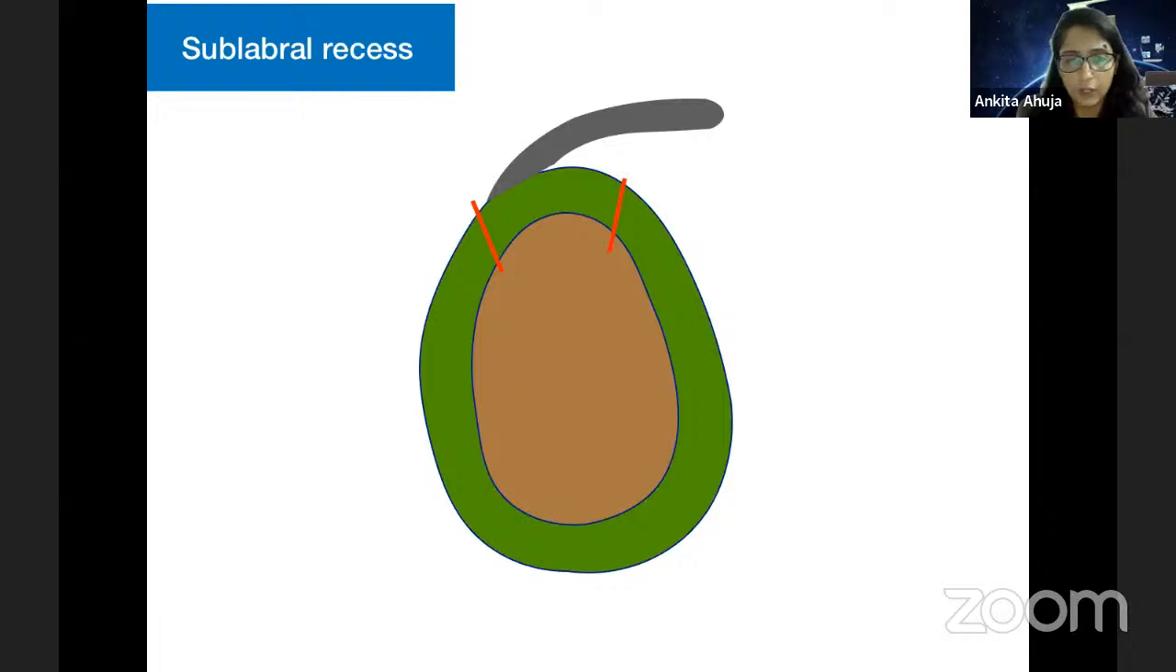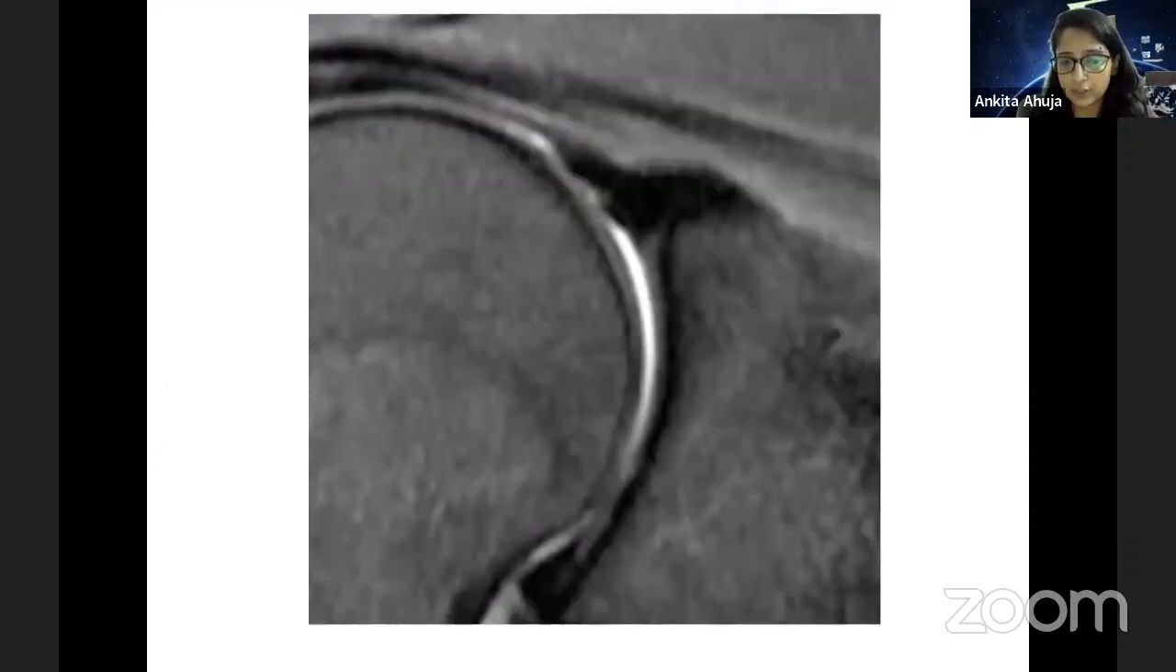Now moving on to the sublabral recess, the last variant. It's most common in the superior quadrant, right? And the superior quadrant we were seeing on which images? Coronal images. So let's just simply understand the coronal anatomy.